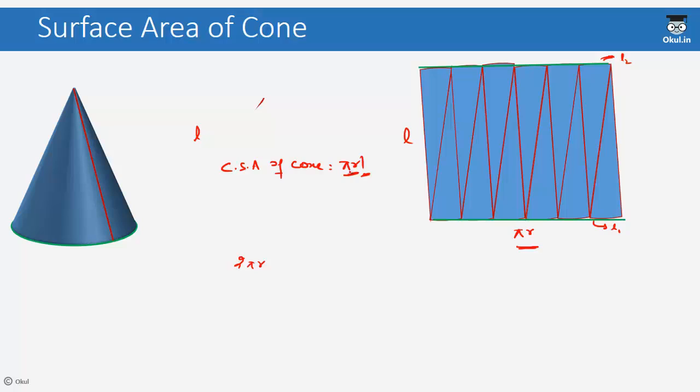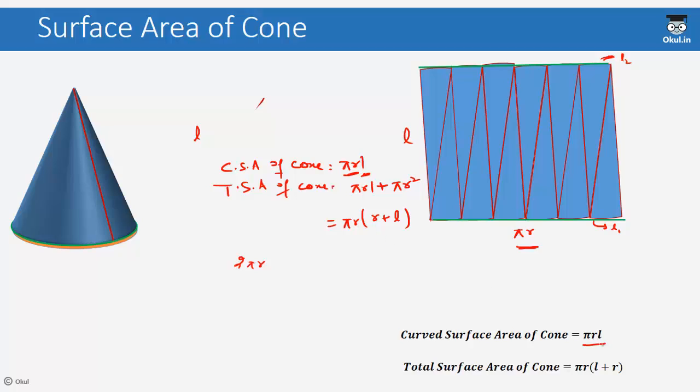Now if we add a base to the cone that we have, then it becomes a closed figure. So now we'll be able to find the total surface area of the cone. We add the area of the circular part that is added. So the total surface area of the cone is equal to pi r L plus pi r square, that is the base area. So pi r into r plus L. So now we have the total surface area of the cone. To conclude, the curved surface area of the cone is pi r L and the total surface area of the cone is pi r into L plus r.